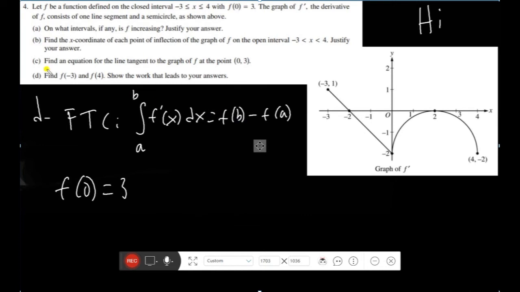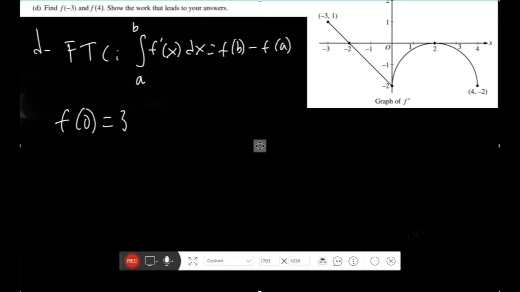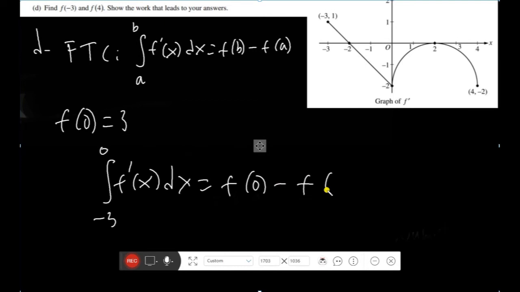So for f of -3, I'm going to take the integral from -3 to 0 of f prime of x dx. Why are you doing that? Well, I'll tell you. By the fundamental theorem of calculus, this is equal to f of 0 minus f of -3, right? Well, hang on, let's think about this. We can figure out f of 0, right? We know it's equal to 3.